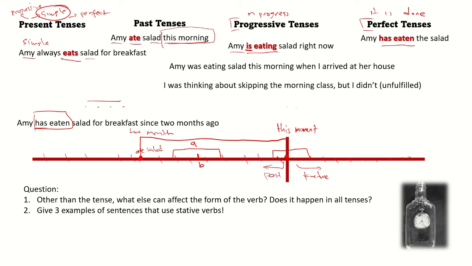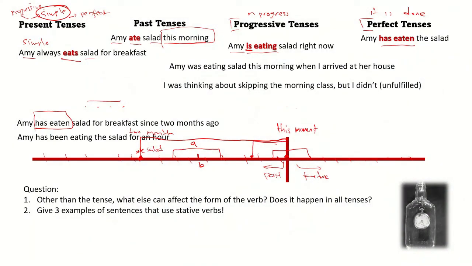Now, since we talk about sometime in the past, but since the occasion happened until now, the perfect tense is the most appropriate tense to be used to express this. Another example, Amy has been eating the salad for an hour. It means that Amy started eating the salad an hour ago and it still continues until now.